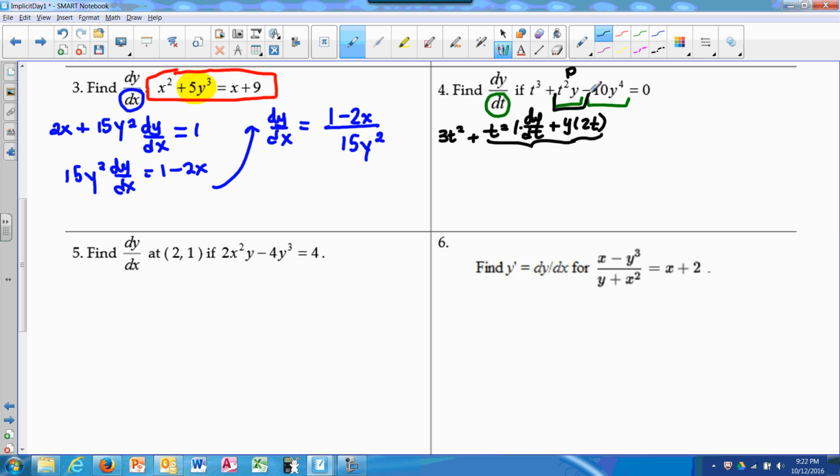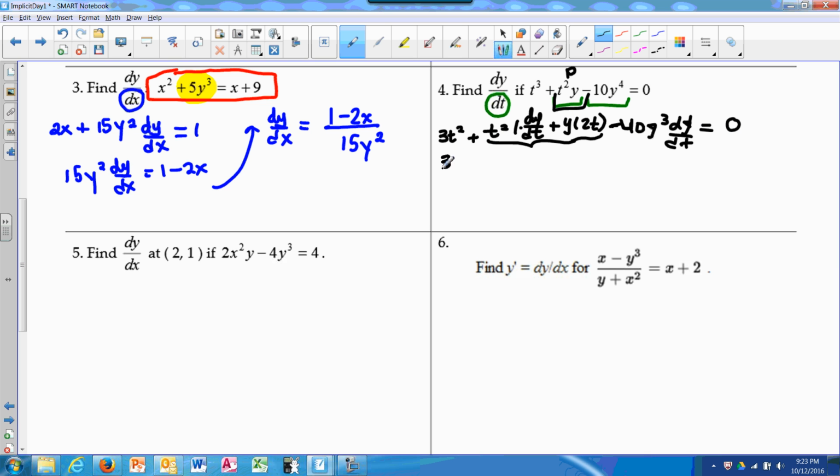Now we need to take the derivative of negative 10y to the fourth. We get negative 40y cubed. And because this is a y term, not a t term, we have to put the dy dt on there. Equals the derivative of 0, which is 0. So now this time, I have a positive dy term and a negative dy term, and two positive terms that don't have dy. If I move both of these two terms to the right-hand side, I will have three negatives altogether, the original negative here and the two after I move.